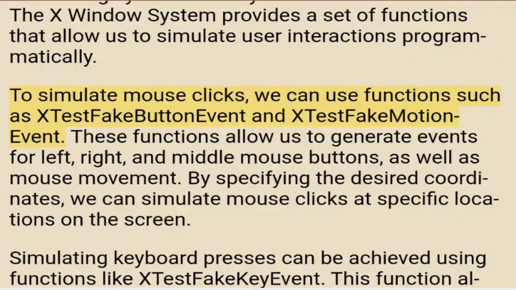To simulate mouse clicks, we can use functions such as XTestFakeButtonEvent and XTestFakeMotionEvent. These functions allow us to generate events for left, right, and middle mouse buttons, as well as mouse movement. By specifying the desired coordinates, we can simulate mouse clicks at specific locations on the screen.